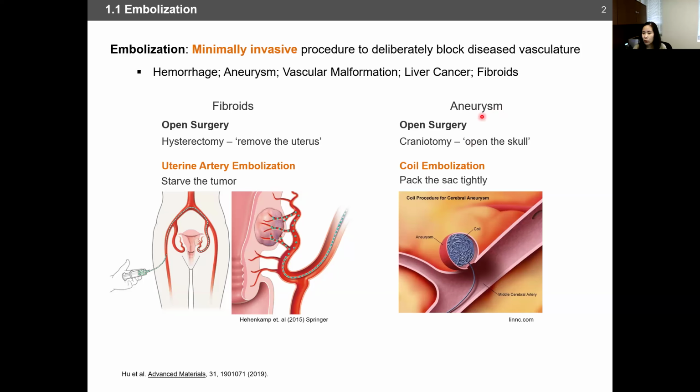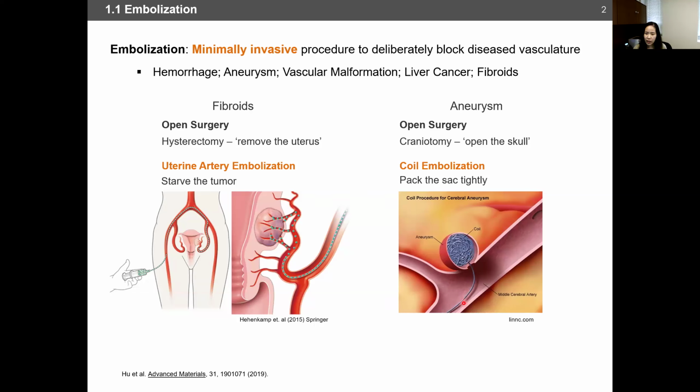Another example is aneurysm, which are balloon-like structures that could happen anywhere in the blood vessel. One of perhaps the most dangerous is in one's brain, because it can really lead to stroke. Again, traditionally, the way to treat aneurysm is by open surgery, by putting a clip at the neck to exclude this sac away from the parent vessel, because this sac is very prone to rupturing. That's where the intracranial hemorrhage occurs.